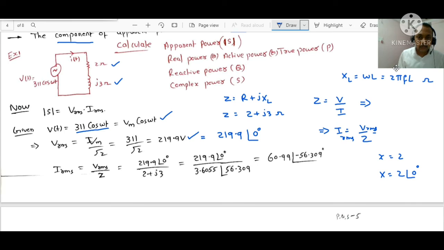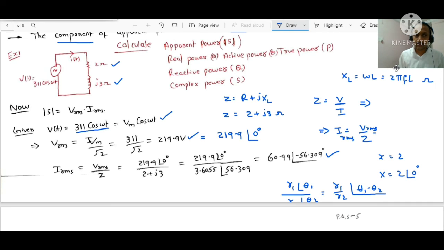Now this is in the form of R1 at an angle theta 1 divided by R2 at an angle theta 2. What will be the answer? R1 by R2 at an angle theta 1 minus theta 2, because it is the division of two polar numbers. That is what we will do here: 219.9 at an angle 0 whole divided by 3.6055 at an angle 56.309. Now we will get this value. So far clear? Now we got the IRMS.